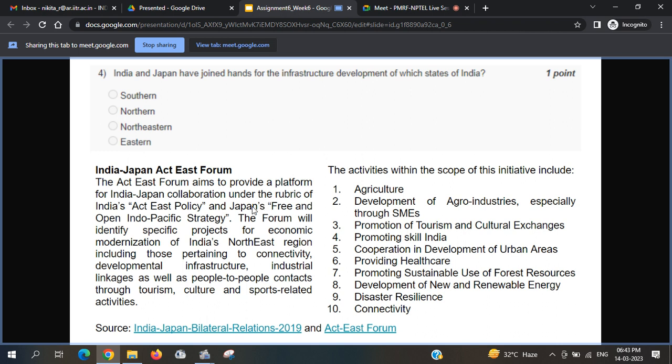of the region. So, I think it is clear to you that the Act East Forum is talking about the northeastern region of India. So, that is the answer for this question. I have also provided 2 links for you to go to and read if you want to read a little bit more about this, about India Japan's bilateral relations or the Act East Forum.